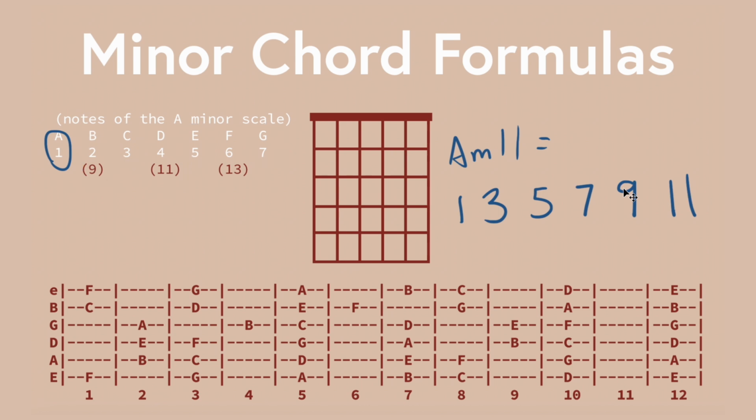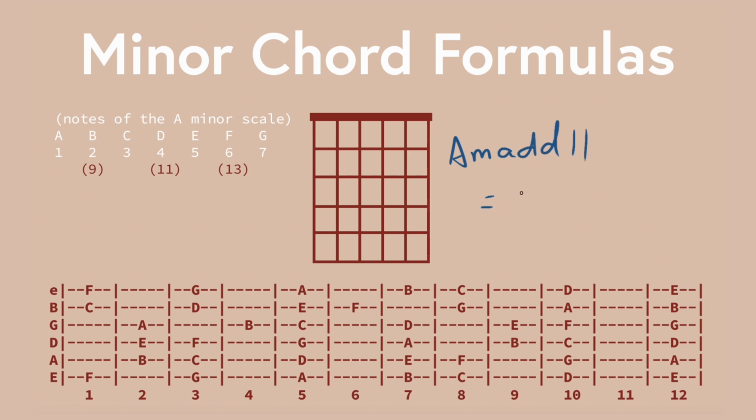So let's get rid of that. We'll do an easy one. Let's do A minor add 11. That's exactly what you probably think it would be. That is 1, 3, 5, and then 11. Okay, 1, 3, 5, and then 11. So that's just A minor with a D note.